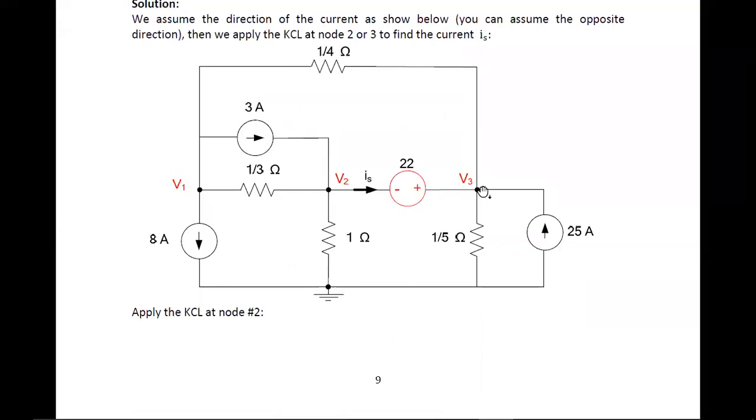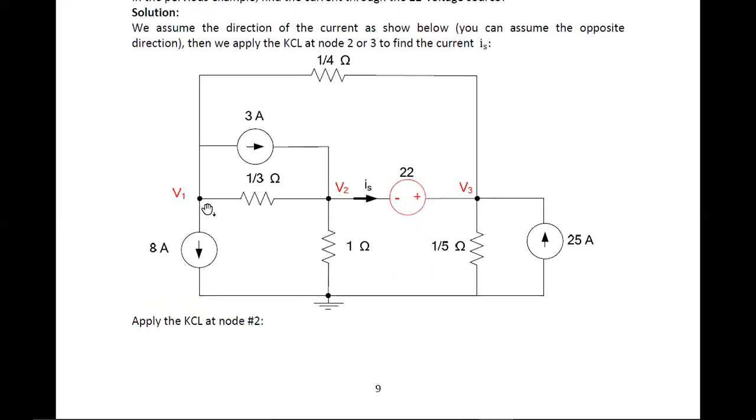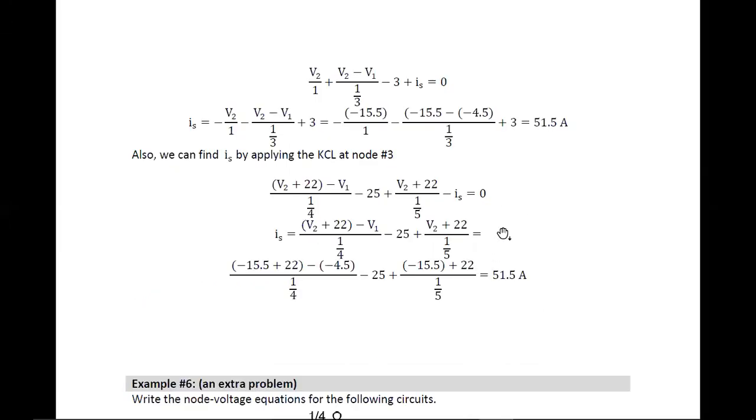If you can write this as V3, instead of writing V3, the value is V2 plus 22. You already assumed it, so don't write V3 again. V3 is nothing but V2 plus 22. So that is V2 plus 22 minus V1 by 1 by 4, and V2 plus 22 by 1 by 5. It is exactly the opposite direction of my assumption. Then minus 25. The same equation will come.